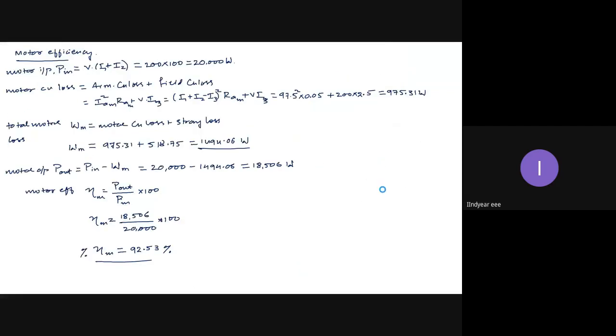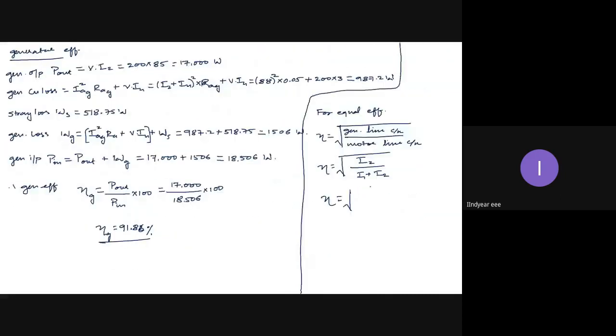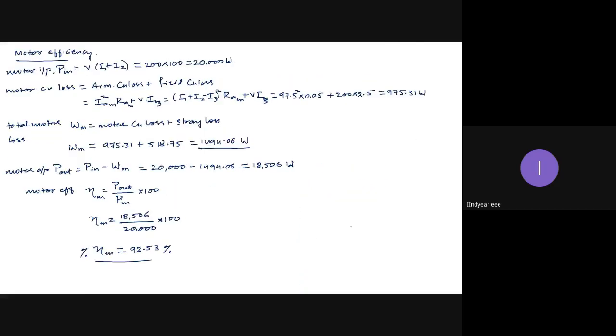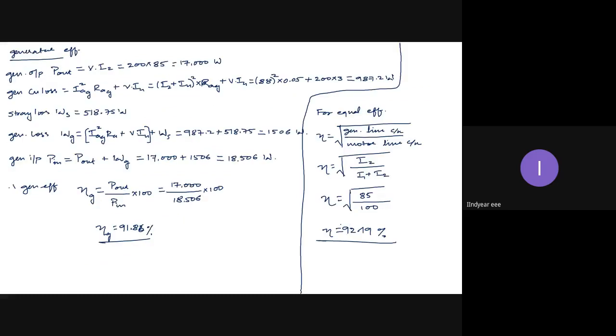So I2 is 85, divided by I1 plus I2 is 100. Okay, so this is equal to 92.19. We are writing 92.19%. So if I assume equal efficiencies, then the efficiency of the generator will be slightly different from the actual efficiency that we have got.